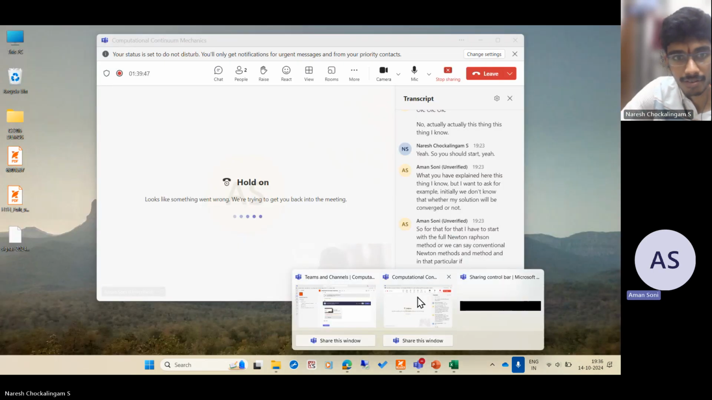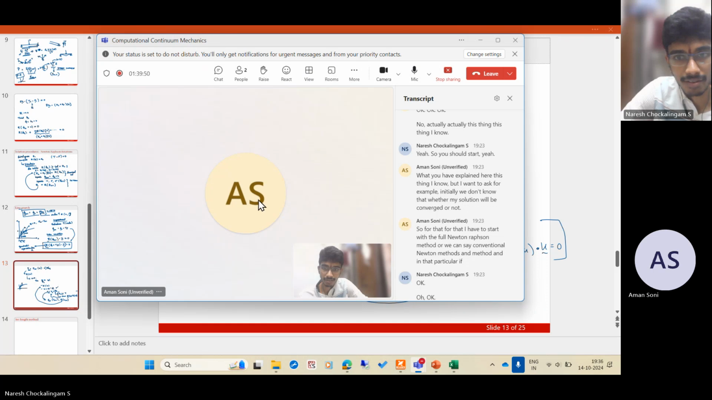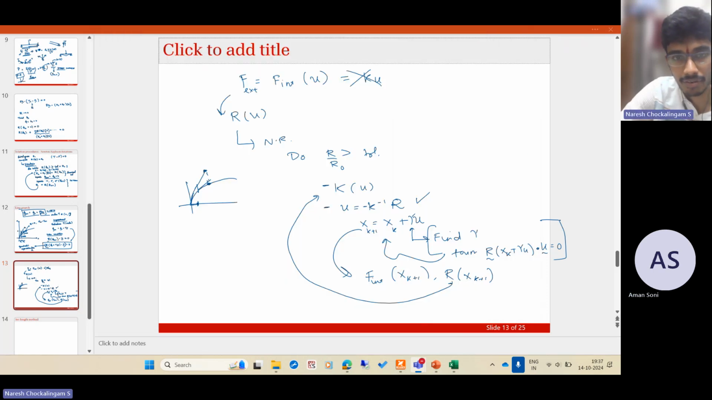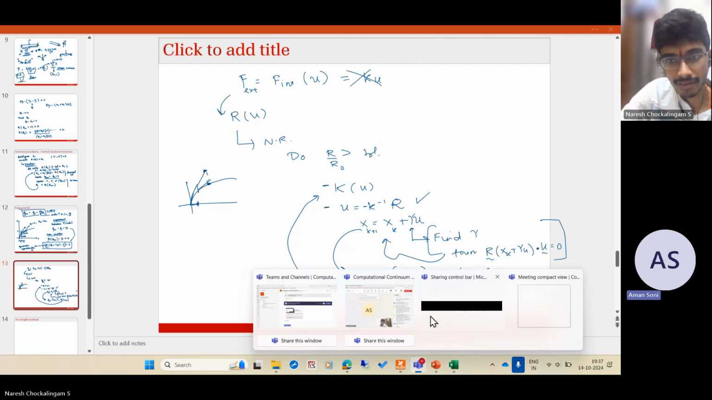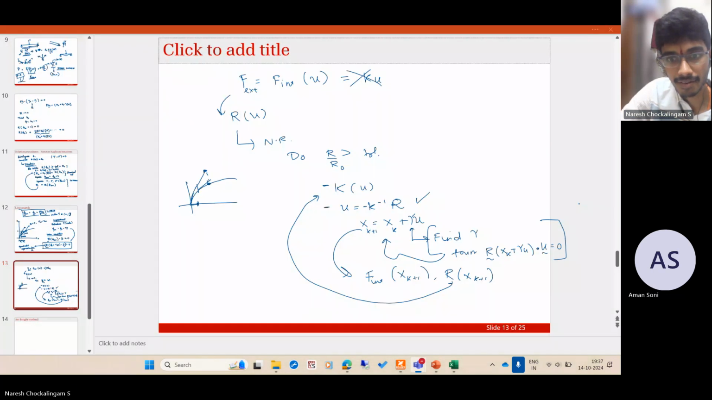Yes, we should start with the conventional Newton-Raphson. And after that, if we find that our solution is not going to converge, then we have to do this. You can do that. So suppose it's taking too many iterations, or if it is very slow, you can try this.